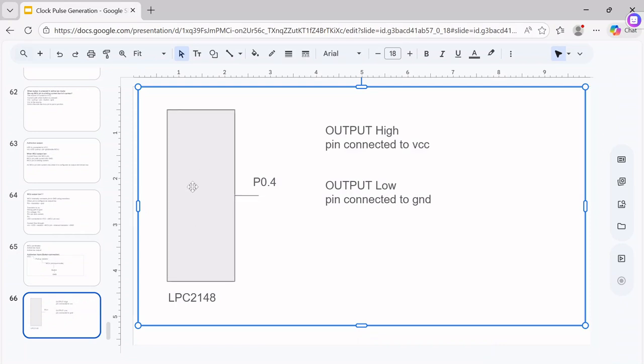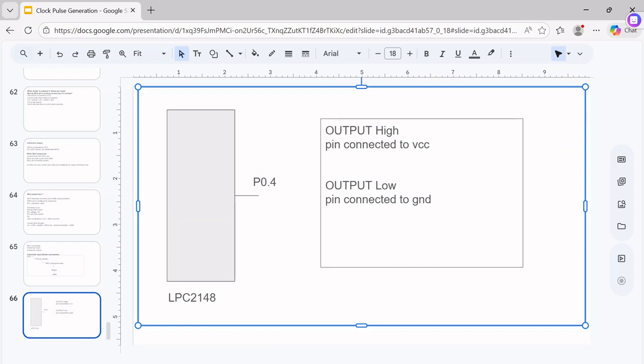The controller becomes the driver of this pin. Driver means what? The controller can push this pin to high or pull this pin to low. As we know, inside this microcontroller there are many tiny electronic switches. So in output mode, these switches connect this pin either to VCC or to ground.